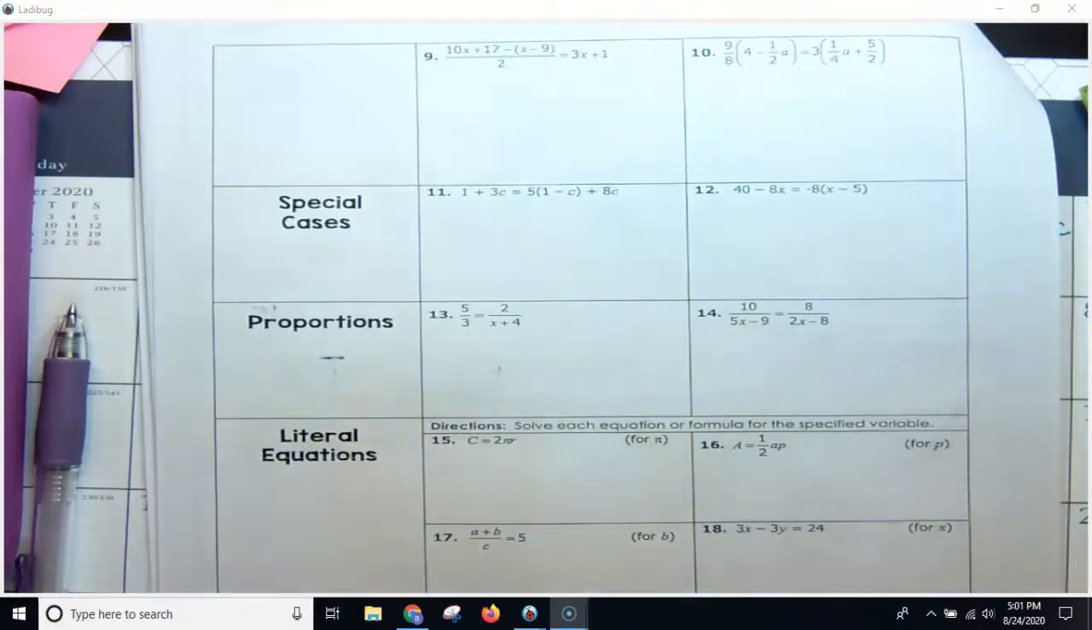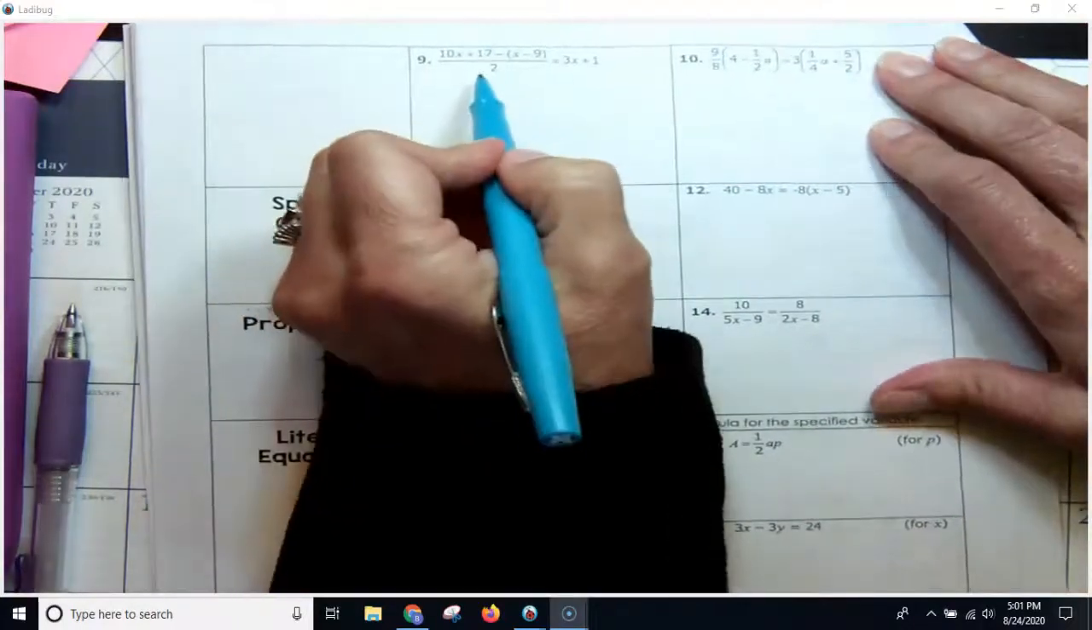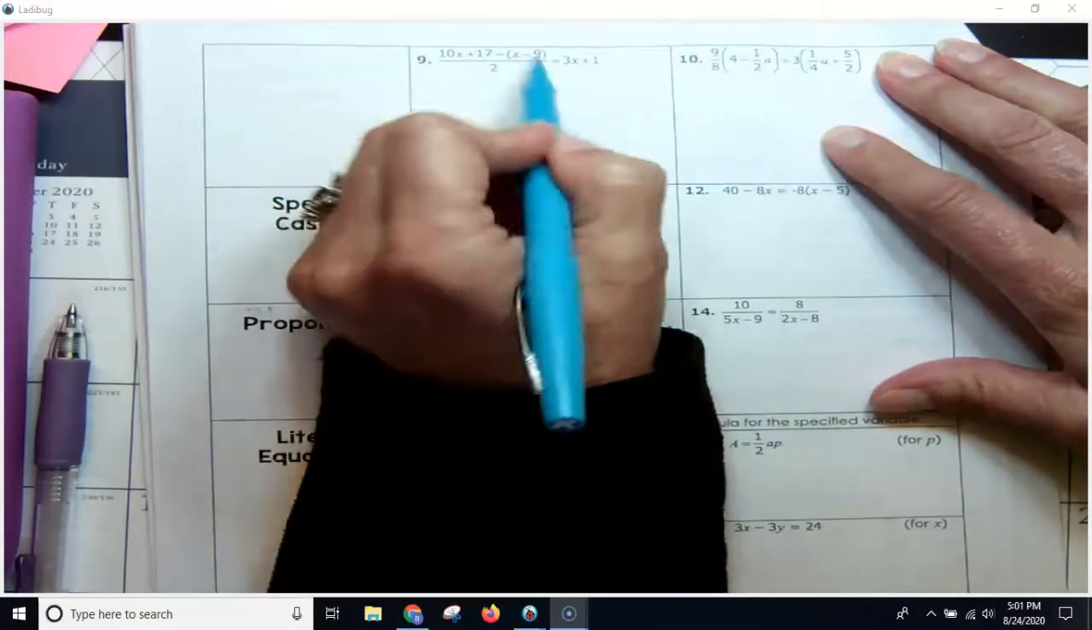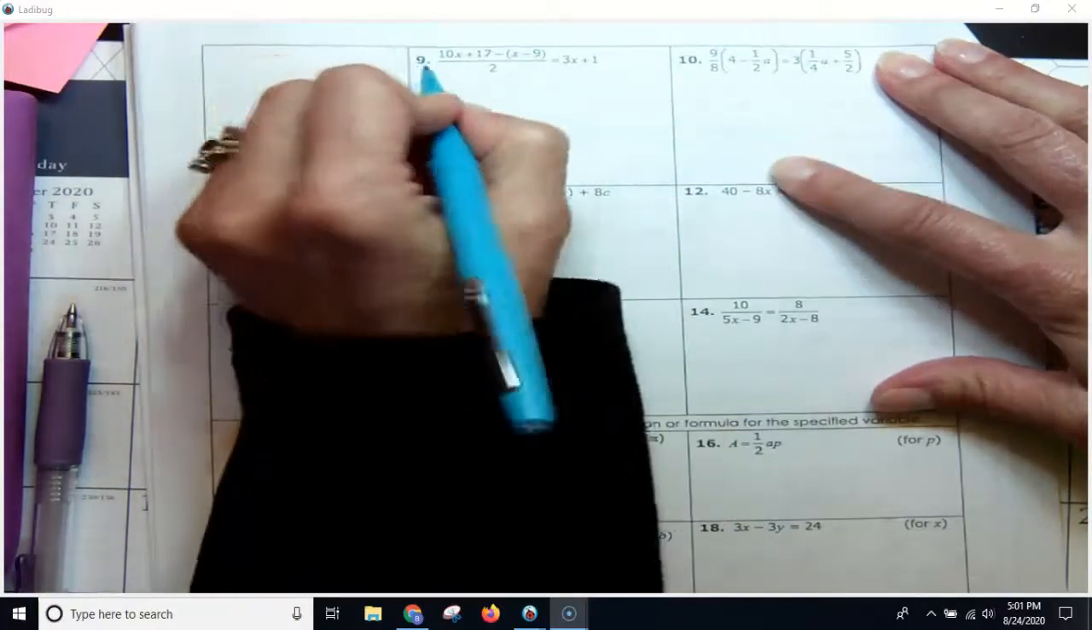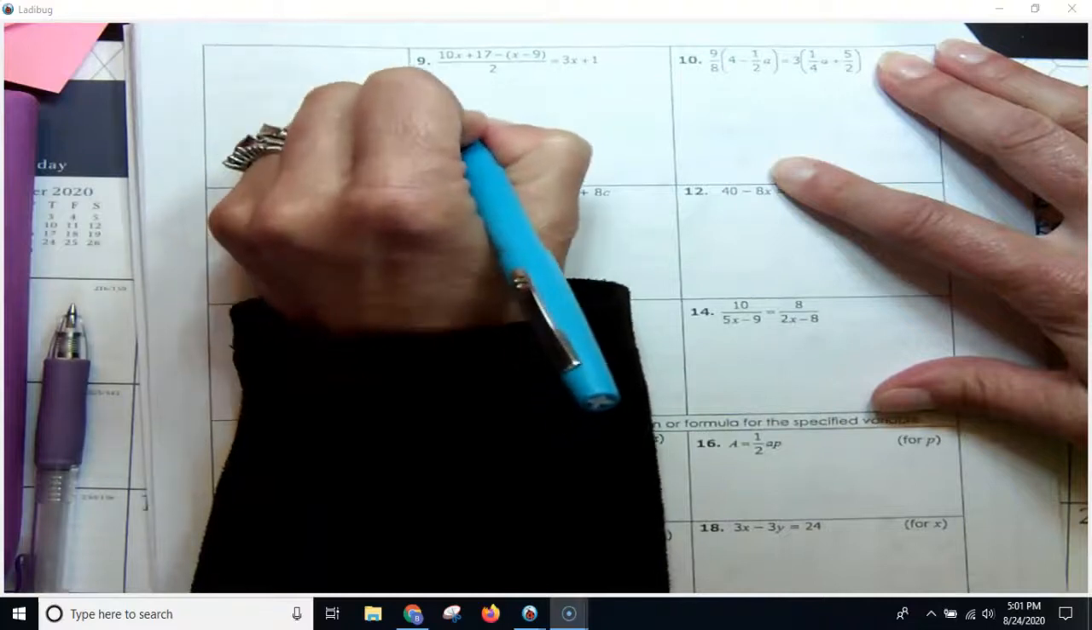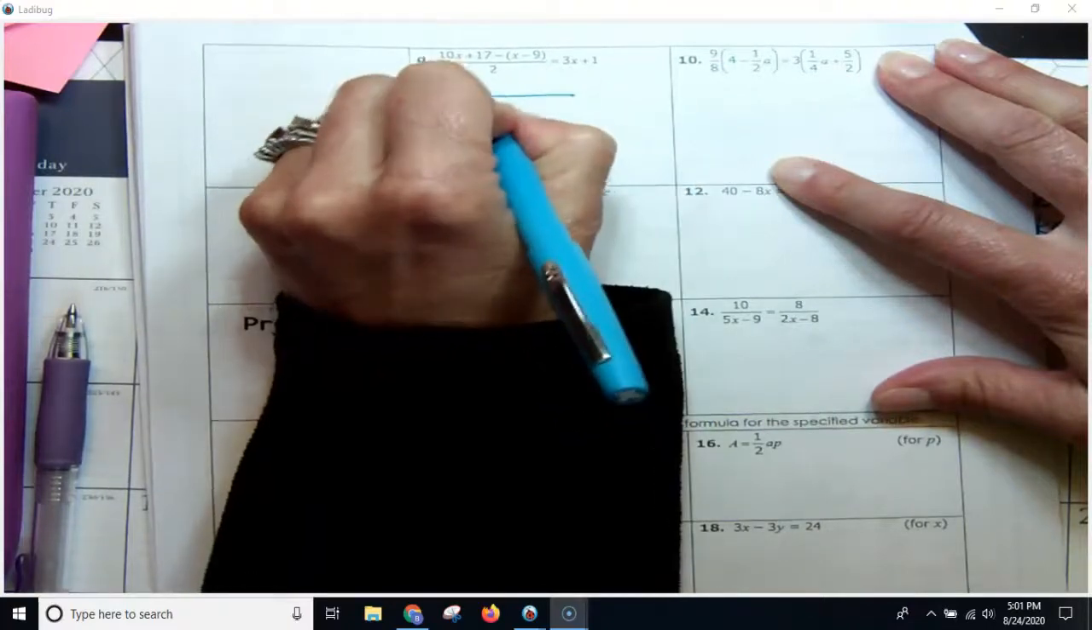So, here I want to get rid of this fraction right here. So I'm going to multiply both sides by 2. So I multiply this side by 2.